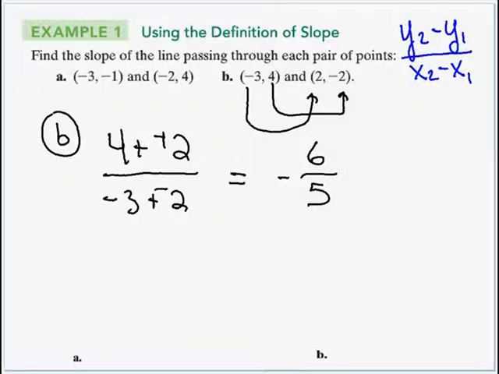And that was in our denominator. That negative was in with the 5. If we had subtracted in the other order, that negative would have been in the numerator with the 6. Either way, end result is the same, negative 6/5.